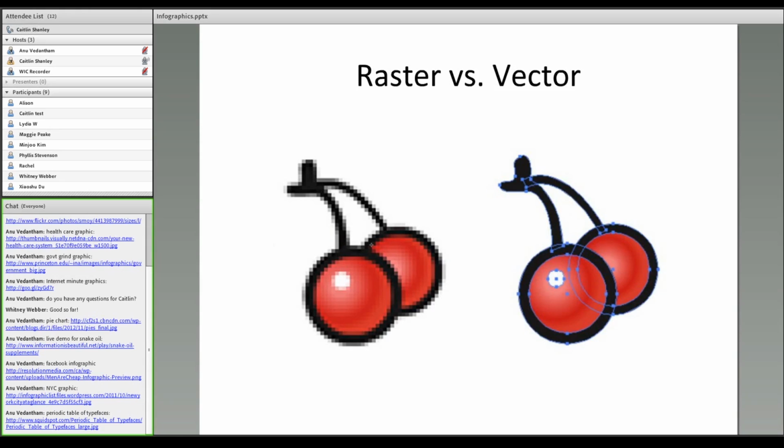Photoshop uses raster graphics and Illustrator uses vector graphics, and really quickly what that means, raster refers to pixels. So every box has colors in it and those pixels come together to form an image. Vector graphics use points. And this is a little complicated, but what is most important to know is that raster graphics, if you stretch them out, they start to look pixelated, like the cherries on the left there.